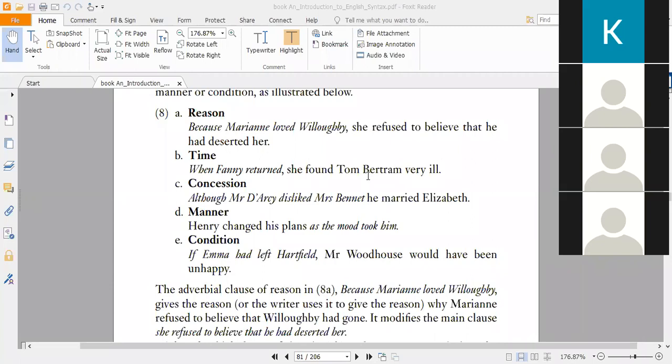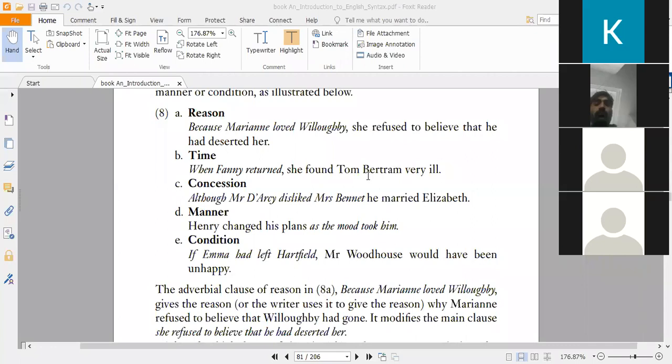Adverbial clause of time. When Fanny returned, she found Tom Bertram very ill. The word when tells us that a time clause is going to come, and the whole clause is called an adverbial clause of time, and it is modifying the whole sentence: she found Tom very ill when Fanny returned.